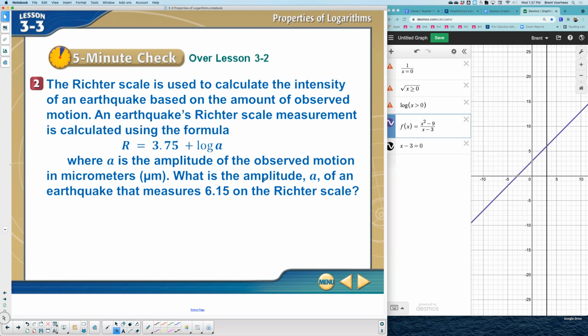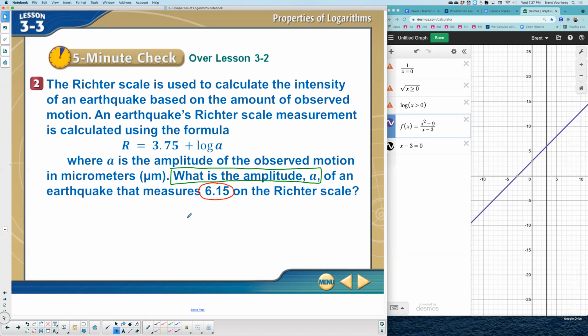First question I have for you is, what am I trying to find? What am I looking for? The amplitude. That is going to be like my X value that I'm looking for. Amplitude is X. Or it says A, but I'm going to plug in the X there. That's what I'm looking for. They gave me the number 6.15.